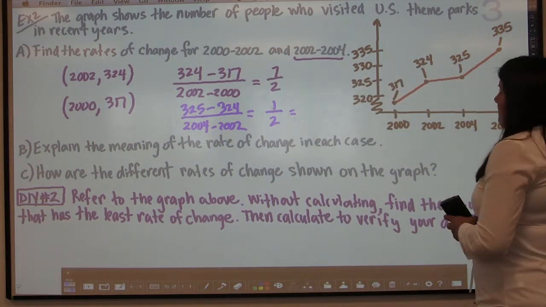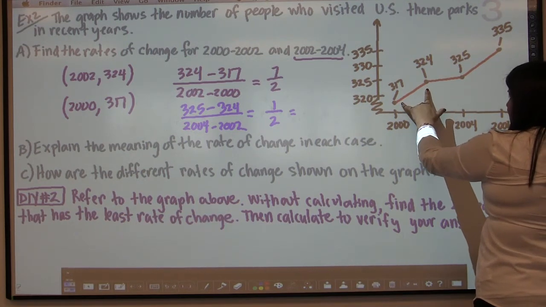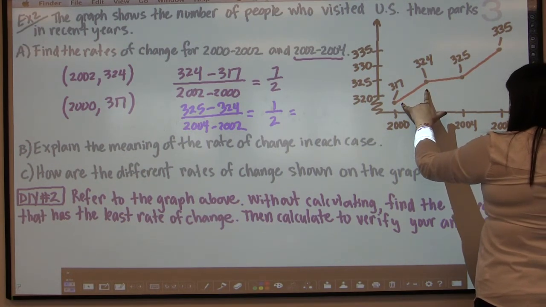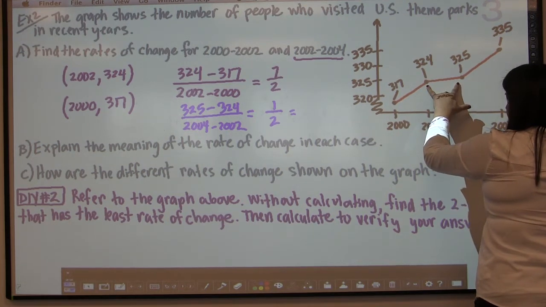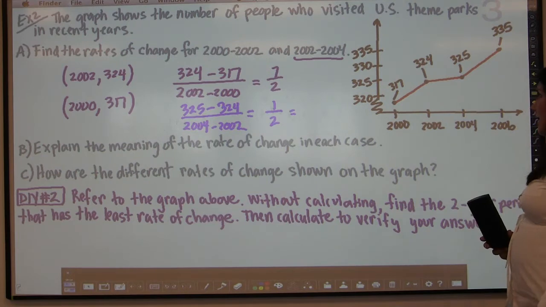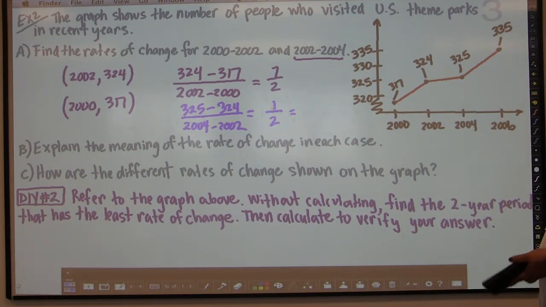So basically, in the first 2-year period, you had 7 million attendees for those 2 years, and between 2002 and 2004, you only had 1 million attendees for 2 years. So it kind of dropped there a little bit. Okay, so it says explain the meaning. So we explained the meaning already.